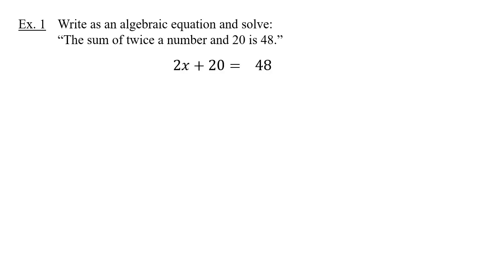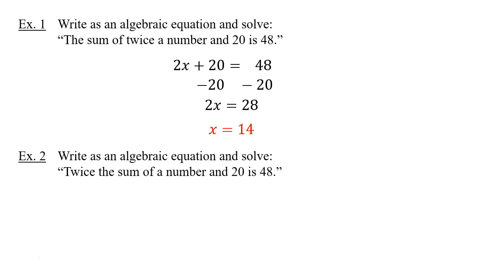So take a look at this and see if this makes sense. Twice a number would be 2x and 20 is 48. So we're going to solve this equation, of course, subtract 20 from both sides, and then divide both sides by 2, and we get a solution of x equals 14.